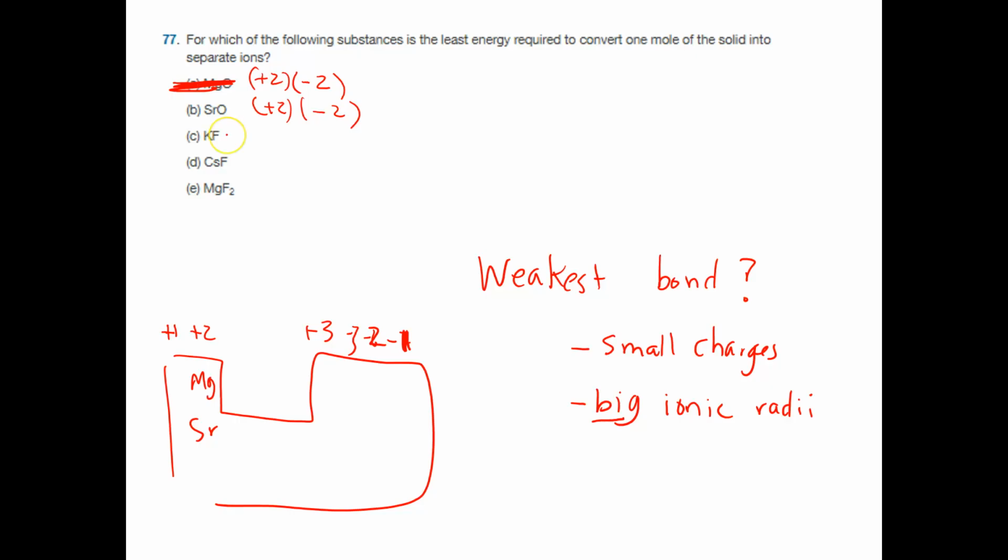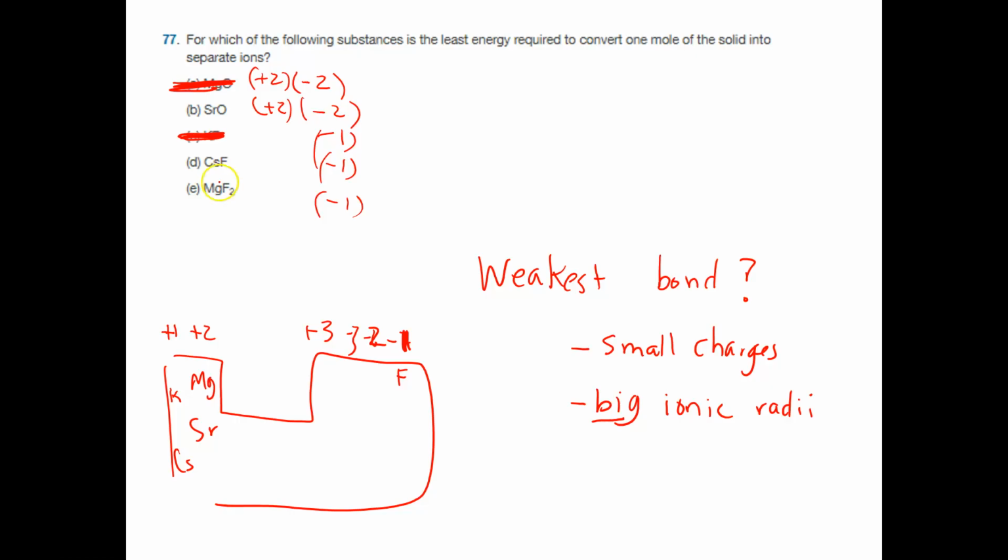Now, when it comes to the last three here, we can see that they all have the anion fluorine, which is over in group 7A, and then we have potassium, which is over in group 1A, and cesium, which is right at the bottom of 1A. So cesium is going to be bigger than potassium, so that means that potassium is going to form the stronger bond, so potassium goes.